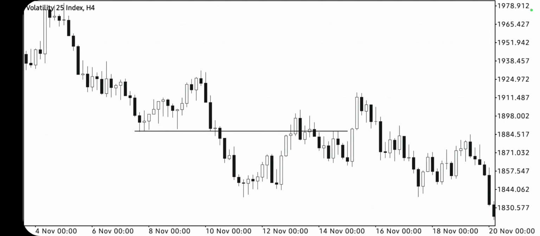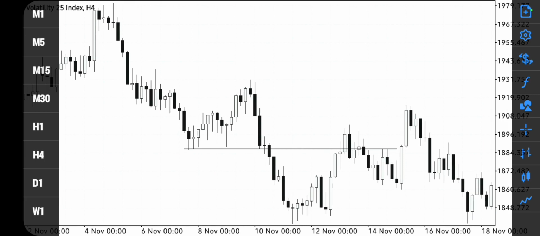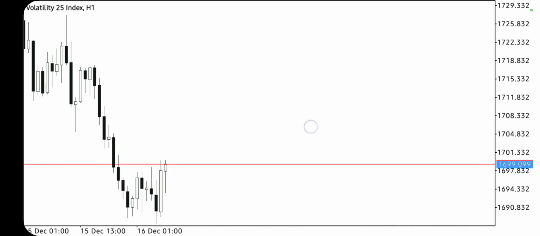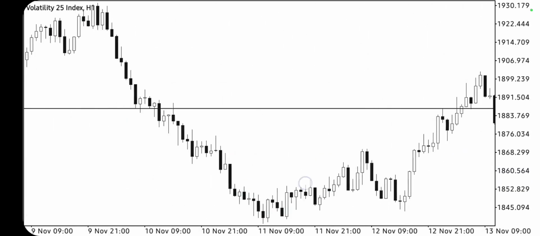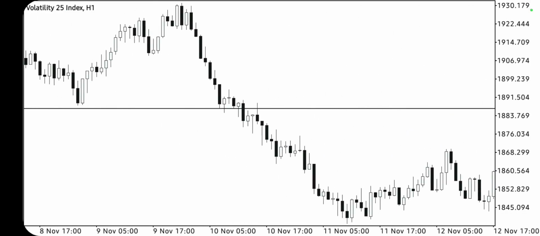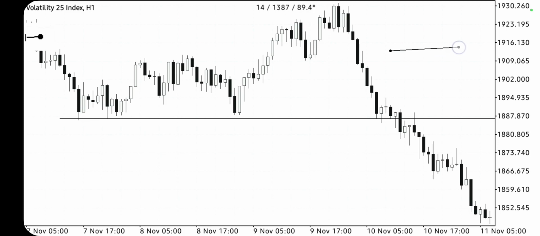You need to look out for where we had the first break of structure on that particular structure. So I'm going to the 1 minute on the 1 hour time frame to look out for the first break of structure in the structure I just marked out. So yes, I have it here. This is my first break of structure.